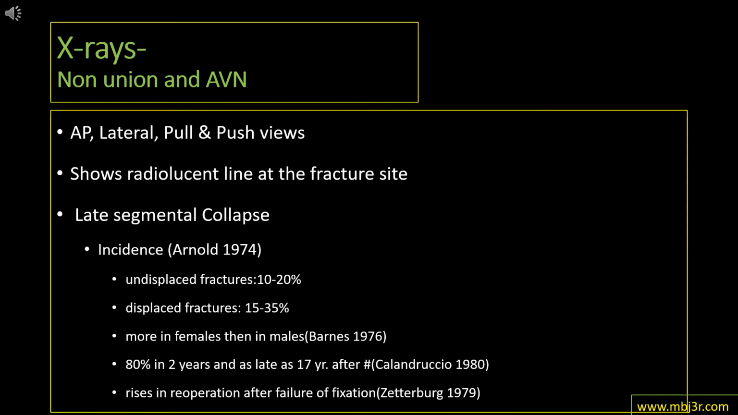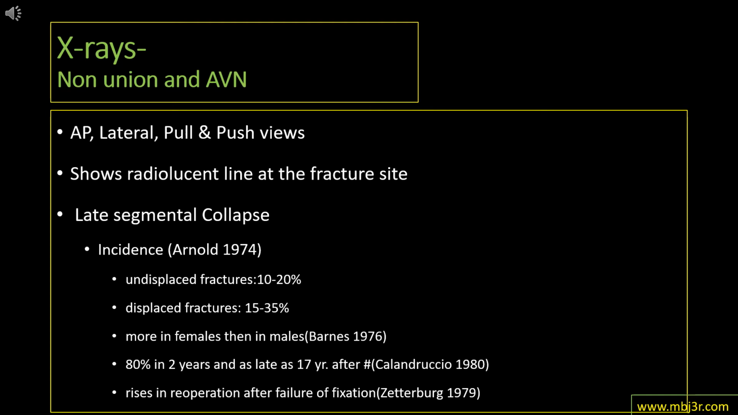It shows a radiolucent line at the fracture site, and sometimes segmental collapse or bone loss you can see in the X-ray. Incidence in undisplaced fractures is almost 10 to 20%. In displaced fractures, it is almost 15 to 35%. More in females than in males. 80% occur in 2 years, and it can occur even as late as 17 years.